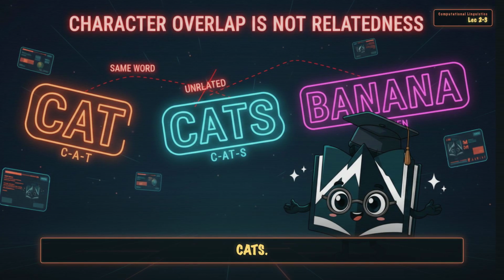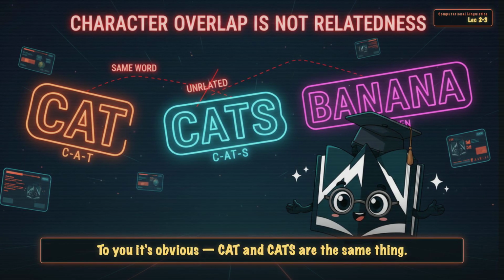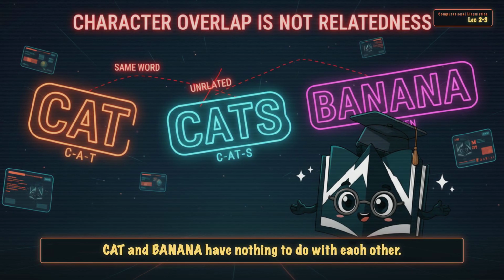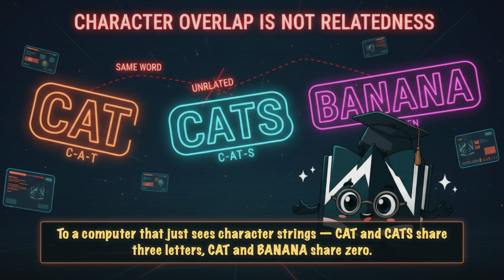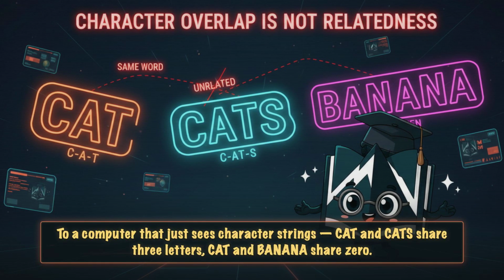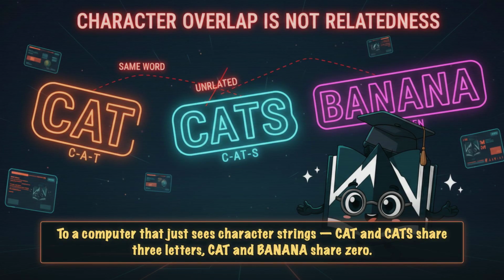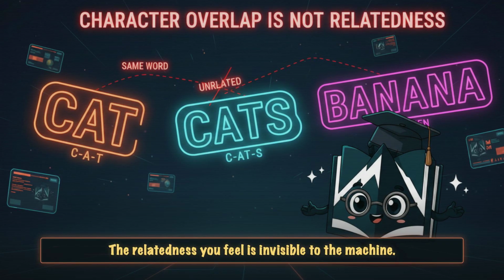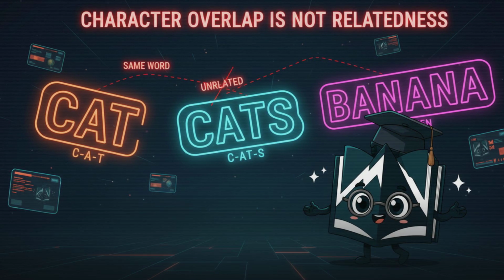3 words: cat, cats, banana. To you it's obvious, cat and cats are the same thing. Cat and banana have nothing to do with each other. To a computer that just sees character strings, cat and cats share 3 letters. Cat and banana share 0. The relatedness you feel is invisible to the machine.